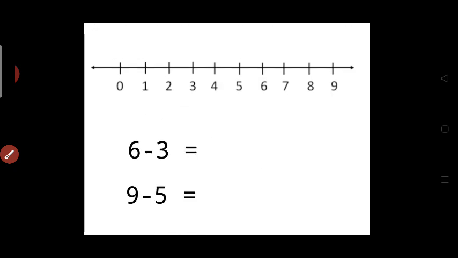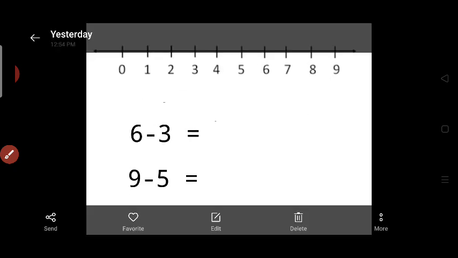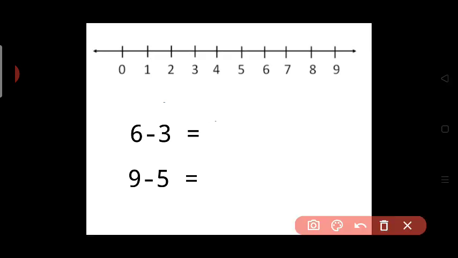Another example, 9 minus 5. So 9 is here and we have to move 5 times backward, or to the left side. So let's do 1, 2, 3, 4 and 5. So what comes? 4. That means 9 minus 5 is 4.